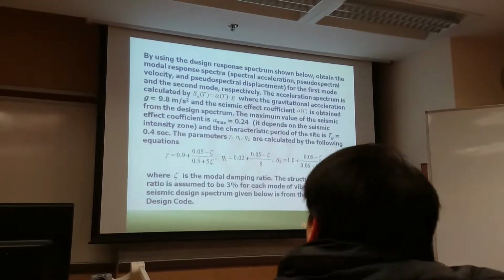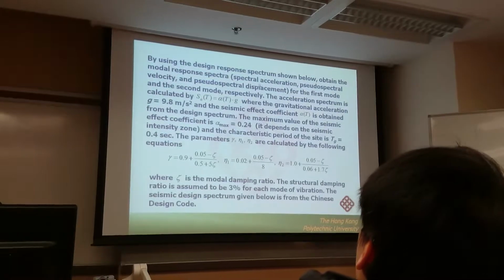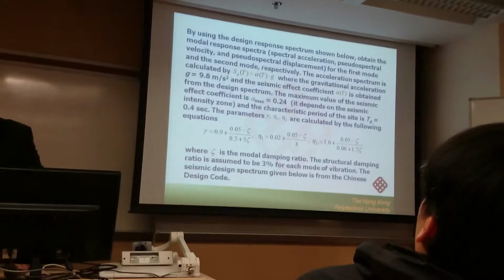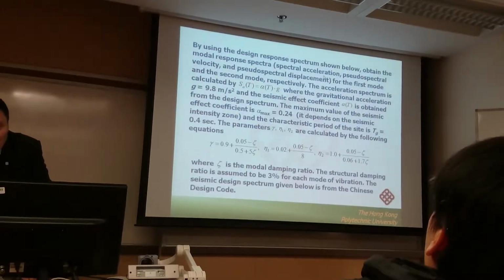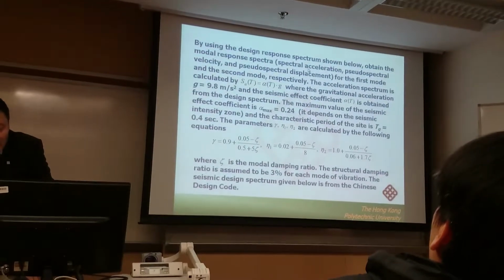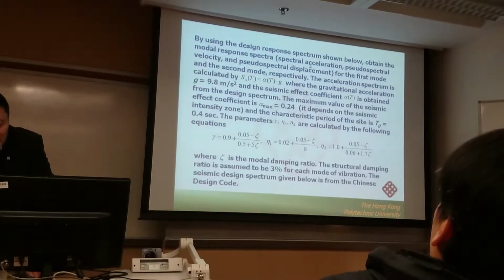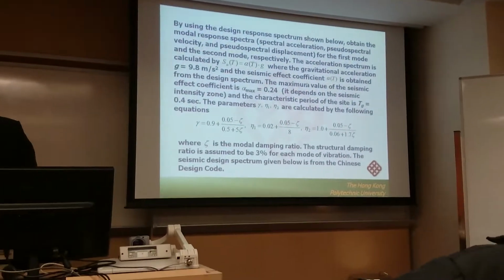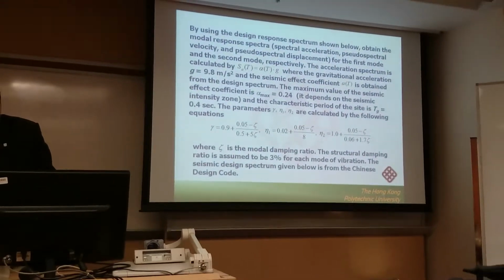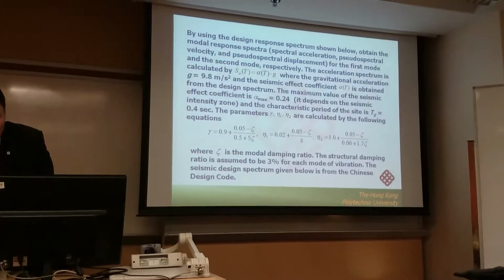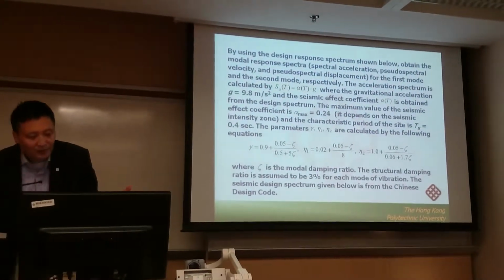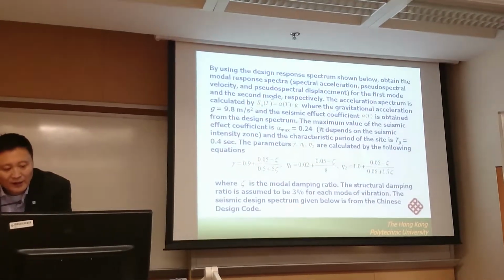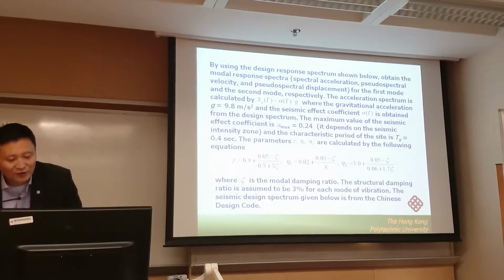So we try to obtain the modal response spectrum: acceleration, pseudo velocity, and pseudo displacement, because the China spectrum only provides the spectrum acceleration. So you have to obtain the velocity and displacement based on the acceleration. These are the so-called pseudo velocity and pseudo displacement. Acceleration is a true value, and the velocity is based on an approximate relationship, so it's called pseudo. Pseudo means approximate. We can obtain the response for the first mode and the second mode, and then we can use the SRSS method to obtain the total response.